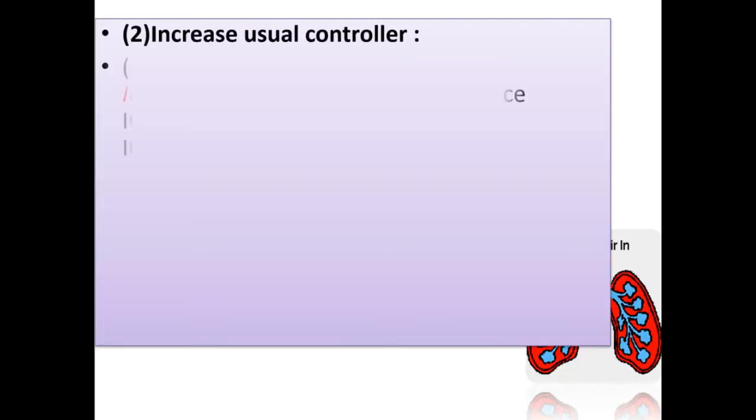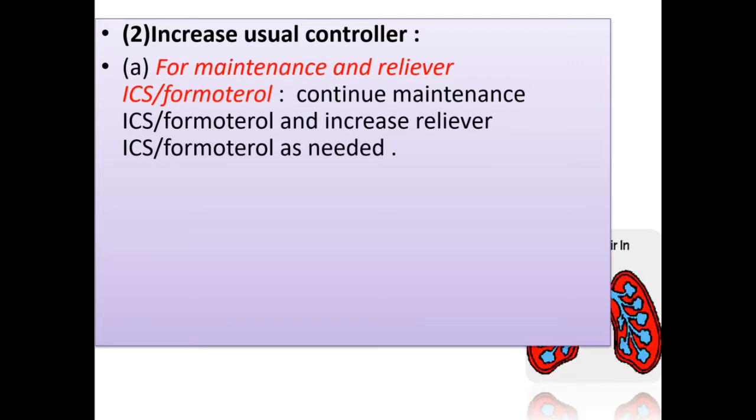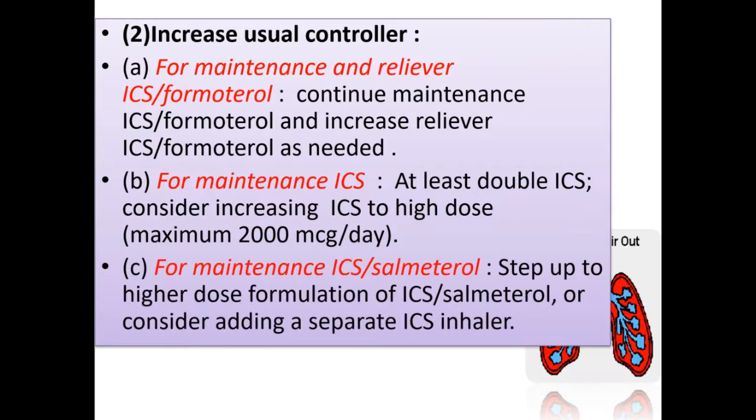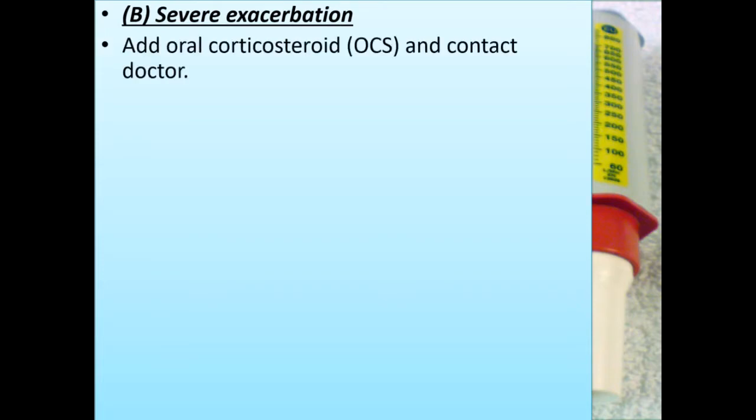2. Increase usual controller. A. For maintenance and reliever ICS/formoterol, continue maintenance ICS/formoterol and increase reliever ICS/formoterol as needed. B. For maintenance ICS, at least double ICS, consider increasing ICS to high dose, maximum 2000 mcg/day. C. For maintenance ICS/salmeterol, step up to a higher dose formulation of ICS/salmeterol, or consider adding a separate ICS inhaler. B. Severe exacerbation. Add oral corticosteroid, OCS, and contact doctor.